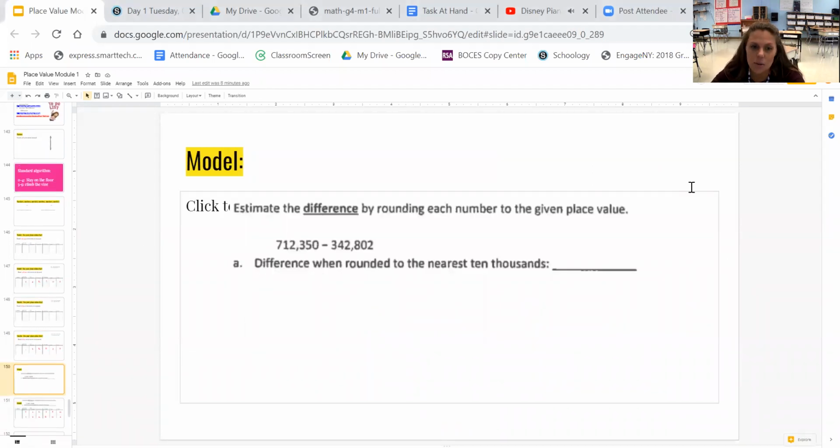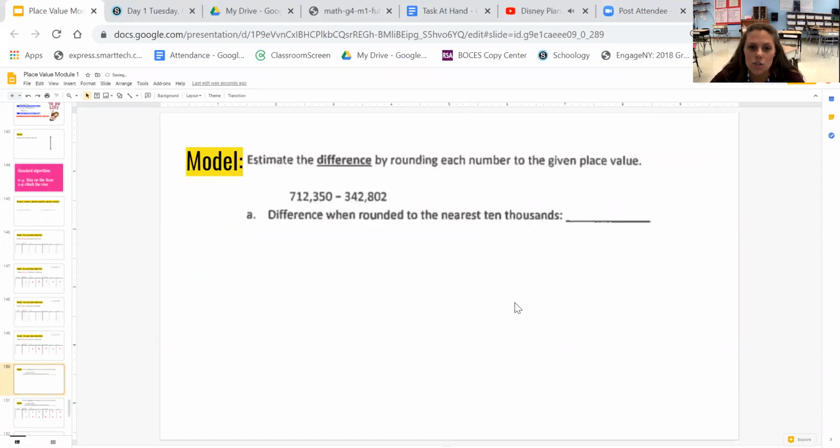Let's go ahead and read this. So it says, estimate the difference by rounding each number to the given place value. So this is our equation. Now this is one of the reasons why I love rounding, because to me, this is a lot of math right here. So if I just need to estimate or round or find close to, it's easier, right? So the difference when rounded to the nearest 10,000. So we're rounding to the nearest 10,000.